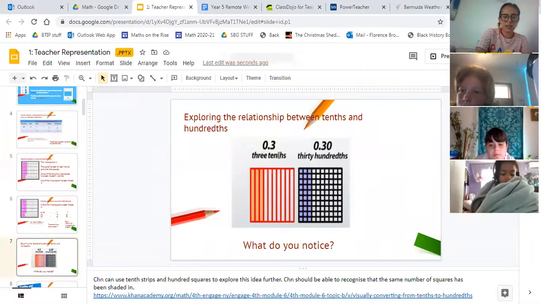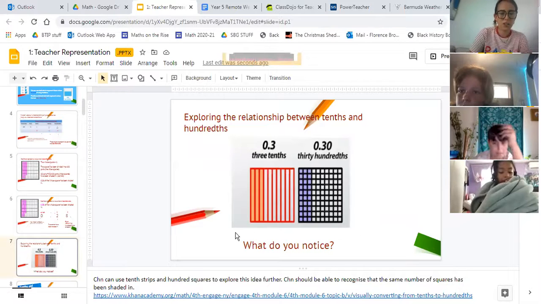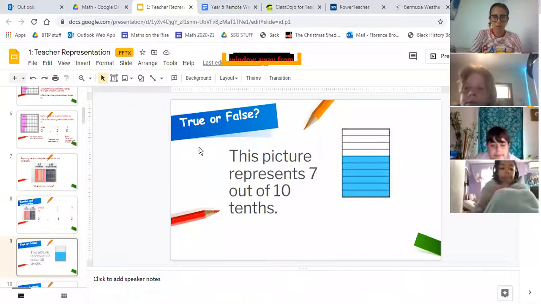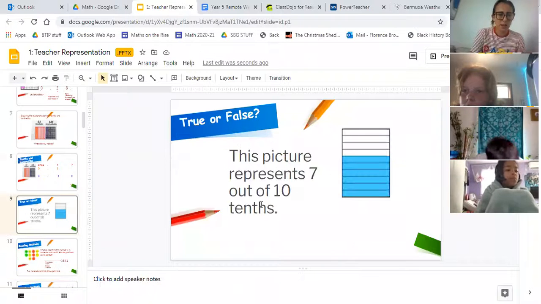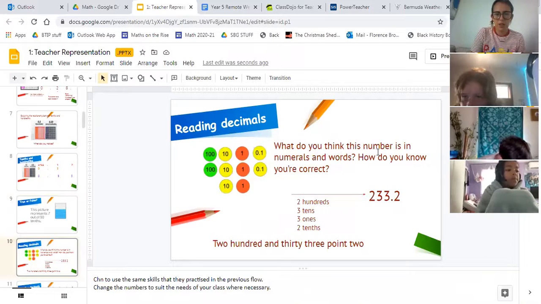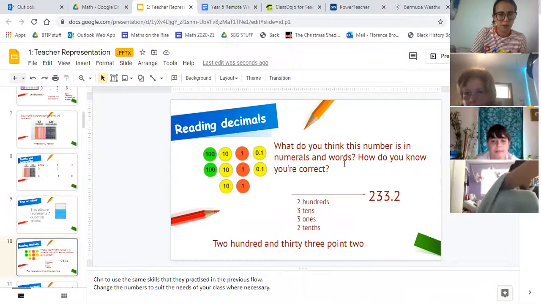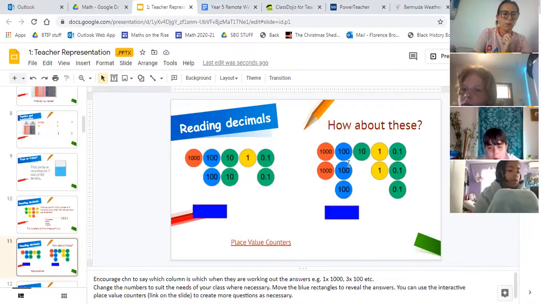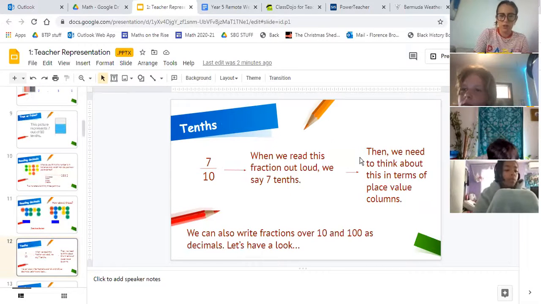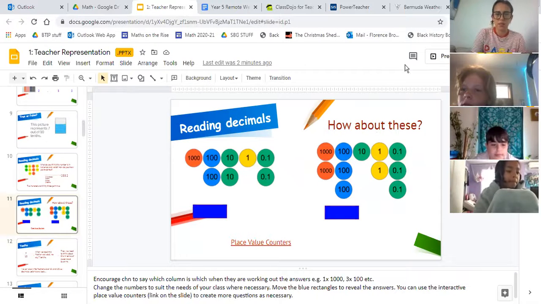You'll notice on this next slide that it says, what do you notice? You have to pay attention to those questions and answer them, because that proves that you're actually getting along as we would in class. So each time it pops up, I think that will be, it's true or false. So you're answering this. Is this a true statement or a false statement? What do you think this number is in numerals, which means the number, and words, and how do you know you're right or correct? So each one has a couple of questions that I want you to go through. So I think it stops right there, reading decimals. How about these? So you're to go through those and answer those questions on your own.